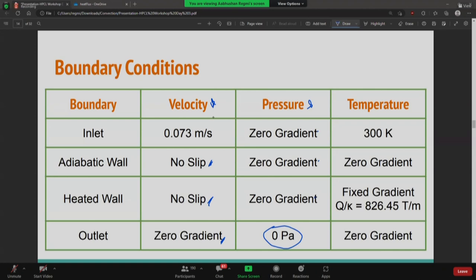Now the temperature at the inlet, we are going to give 300 Kelvin, and at the adiabatic wall, Can you explain the pressure boundary condition? Why is this zero gradient everywhere? Can you explain a little bit?